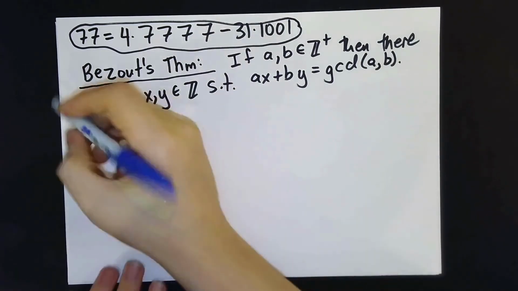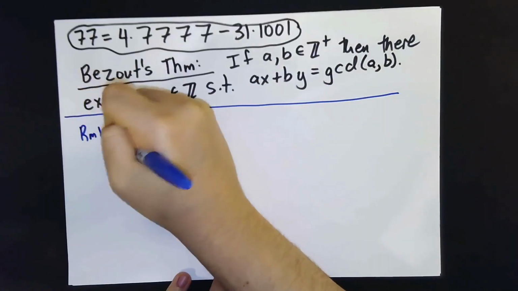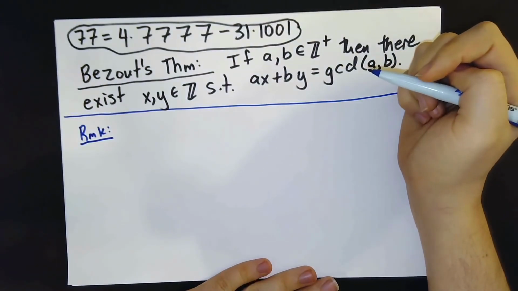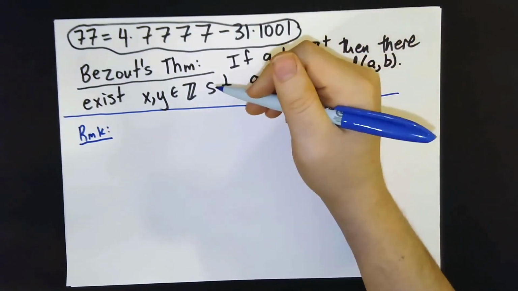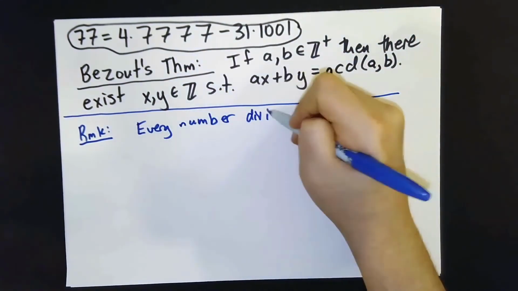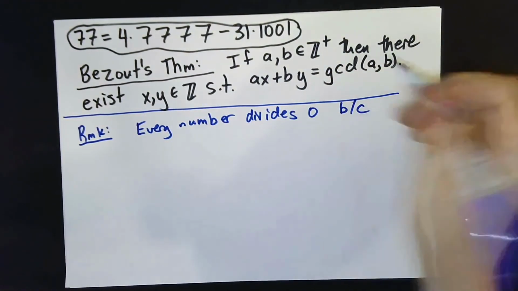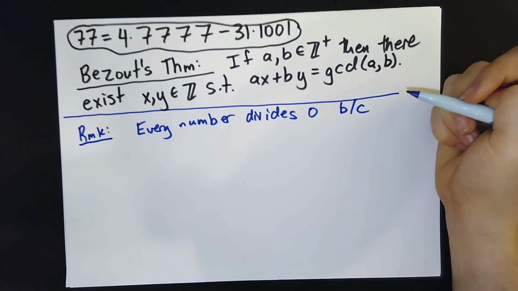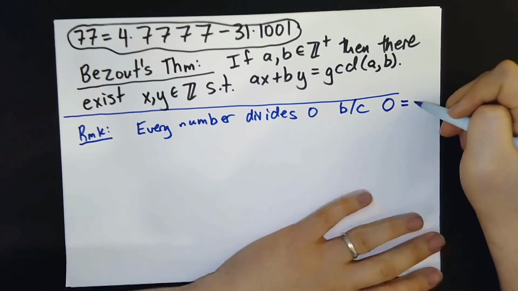Last up today, I want to make a remark about what happens when you allow 0 into your definition of divisors, and what happens when you allow negative numbers in, and how those interact with GCDs. So the first observation is that every number divides 0. And that's for the simple reason that if you want to show that A divides 0, all you have to do is to show that 0 is a multiple of A, and in fact, 0 is 0 times A.